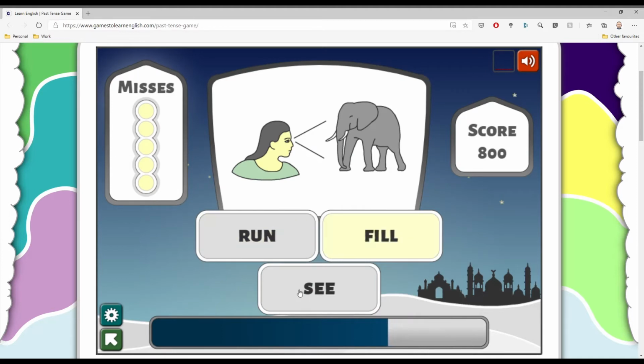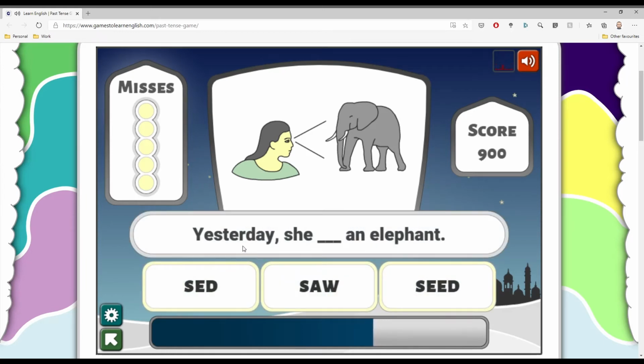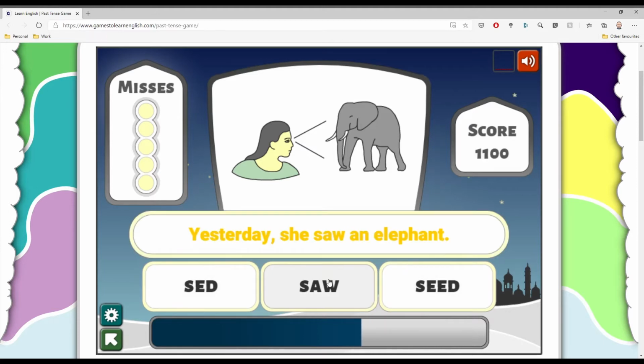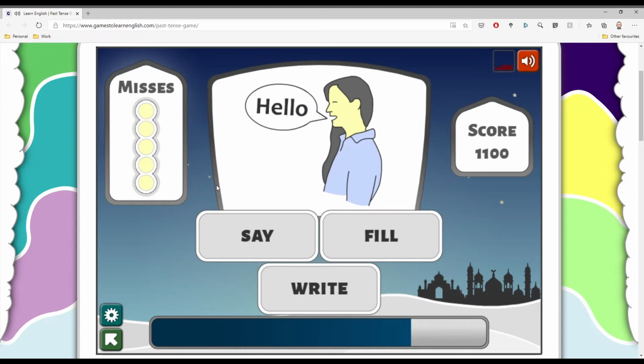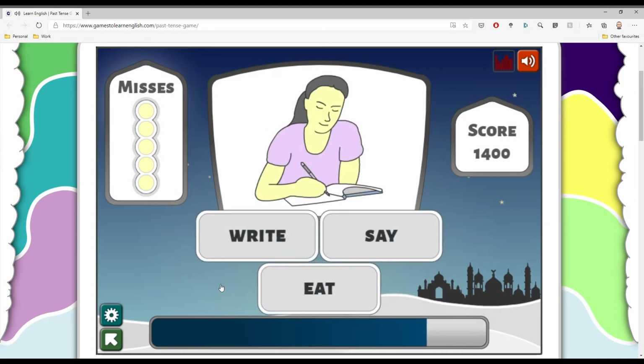How about these? What's that showing us? That's showing us see. Yesterday she saw an elephant. She seed, saw, or seed? She saw an elephant. Yesterday she saw an elephant. So it'll be, this morning she said hello. Said hello, or said like that? Which is it? That's said, right. She said hello. This is right.